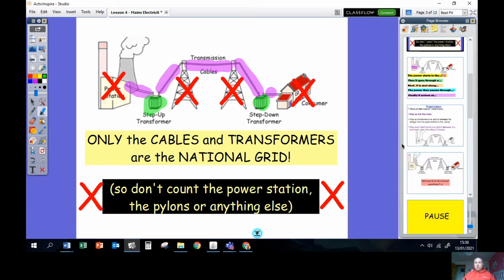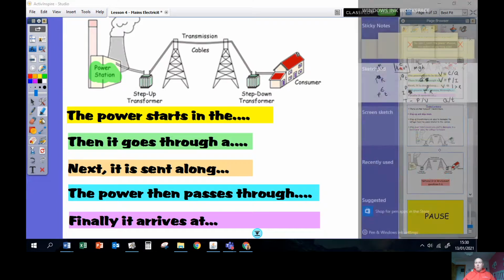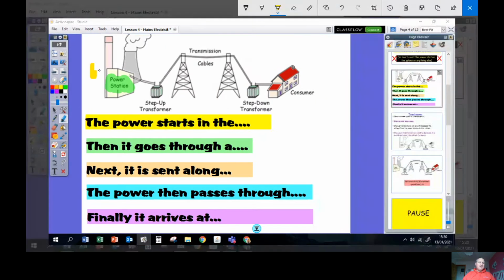So let's look at what's going on in some of those different parts of the national grid. We said that, first of all, obviously, the power station is where the power is actually generated. It burns some fossil fuels, so it might be burning some coal, or some oil, or some gas. And the energy from that gets sent along to this step-up transformer.